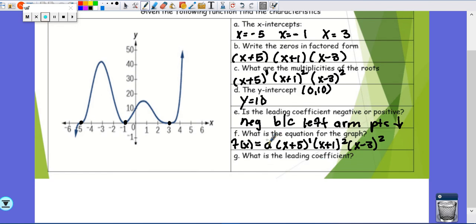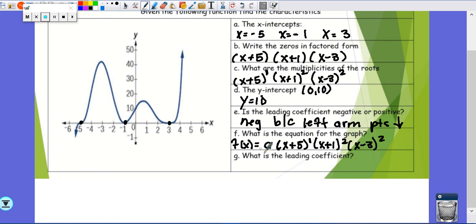The only thing that I'm having an issue with is this a here. When we give the equation, we need to know the value of the leading coefficient. I also should have said right here that when you write this, the leading coefficient is going to be a negative number. So I know this is going to give me a negative number in the end. And let me look and see how this is going to work out.